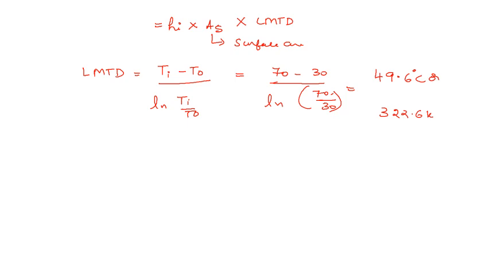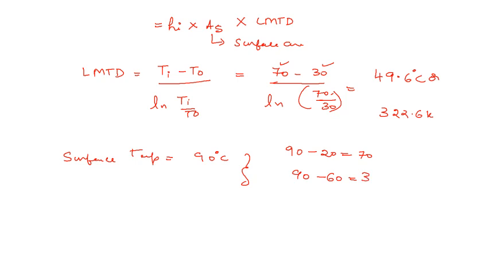So the doubt comes: why have we used 70 and 30 degree? To clarify that, the surface temperature has been given, which is 90 degrees centigrade. So for the inlet temperature, 90 minus 20 comes to be 70 degree. Similarly, since the surface temperature is given, the outlet temperature is 90 minus 60, that is equal to 30 degree, we can use over here.